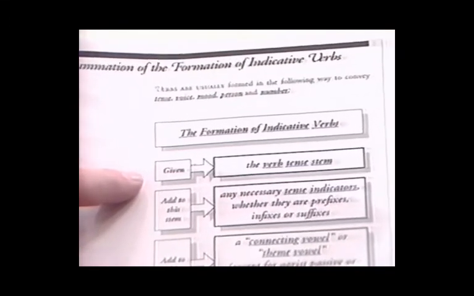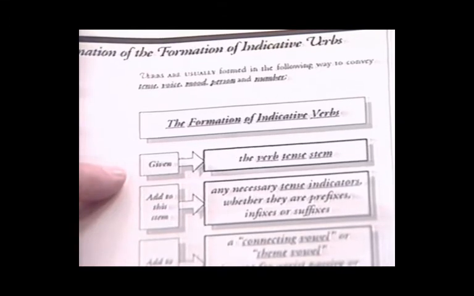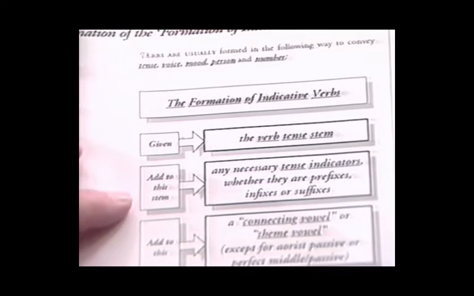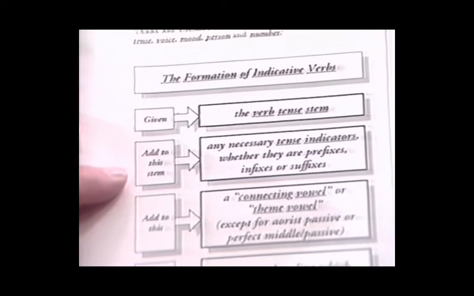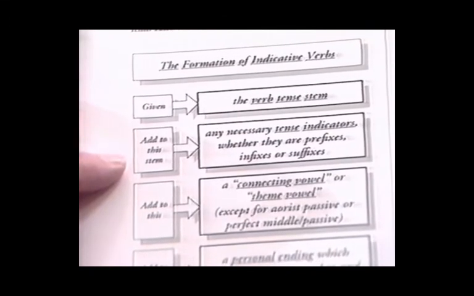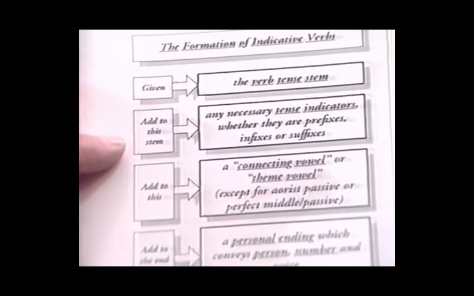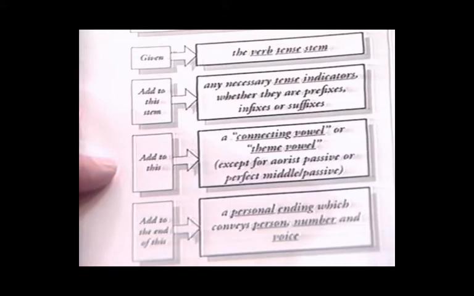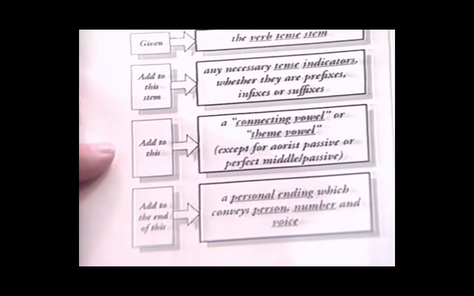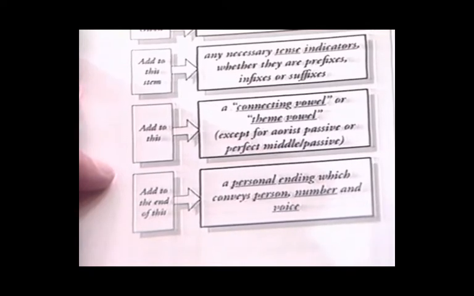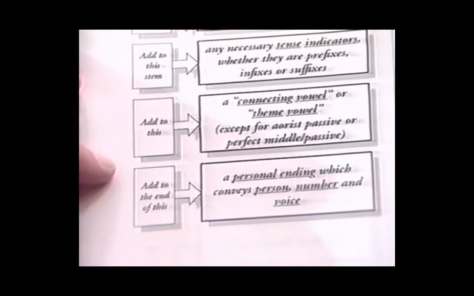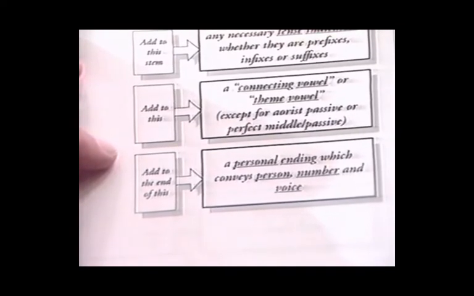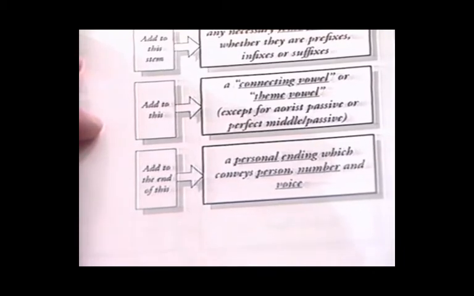Given a verb stem, that is, just a root stem that has a verbal meaning to it, we will add to this stem necessary tense indicators, that is, letters that tell us which tense is being used. We will also add to this stem a connecting vowel and a personal ending. The personal ending is the ending I, you, he, she, or it, we, you plural, or they. And the vowel is simply a little vowel that's like a piece of cement or glue.